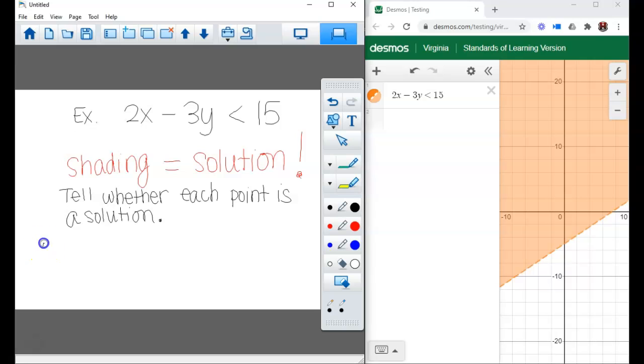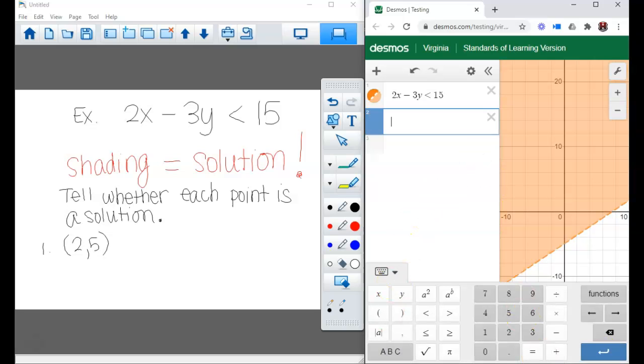Okay, so the first point I'm going to ask you about is the point (2, 5). Is the point (2, 5) a solution? Here's how you're going to find out. You are going to hit enter so you get a second box. You've already got your problem typed in, but now we're going to type in this ordered pair. So I'm going to do parentheses, and then type in a 2, and you'll notice right over here is your comma, and then I'm going to type in my 5.